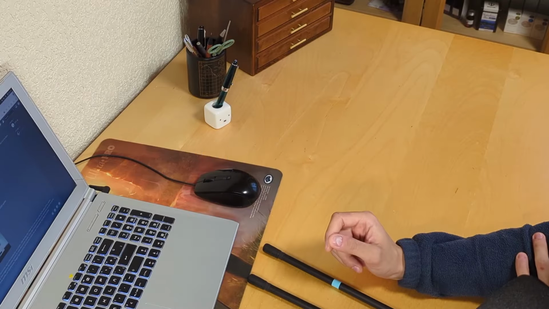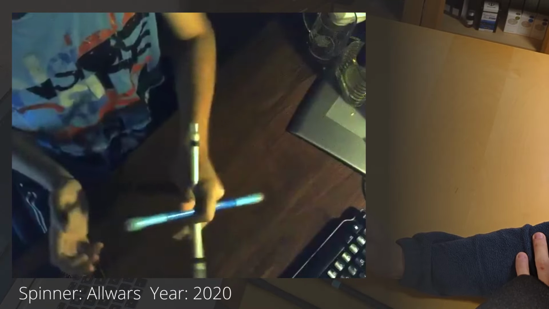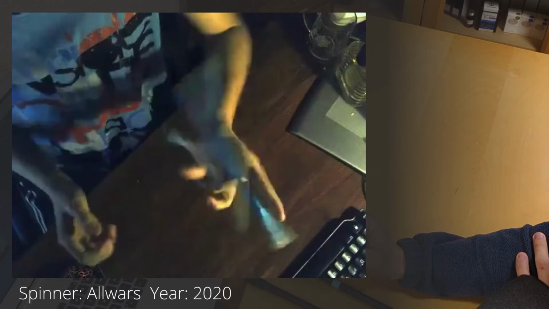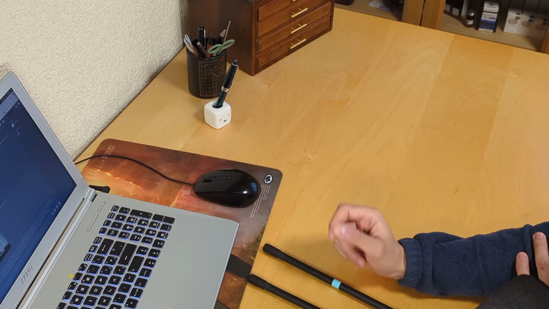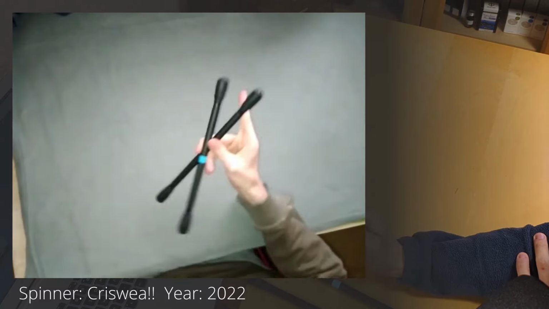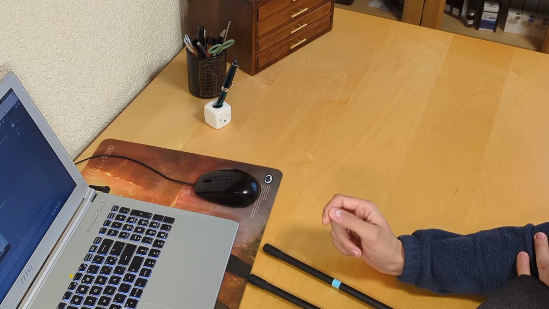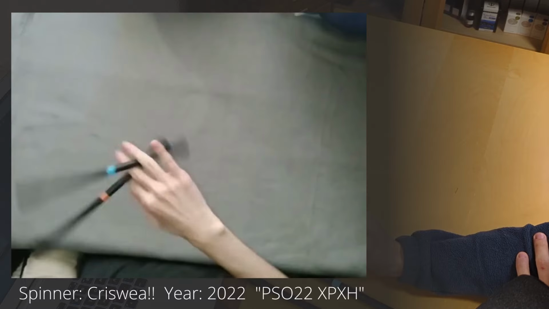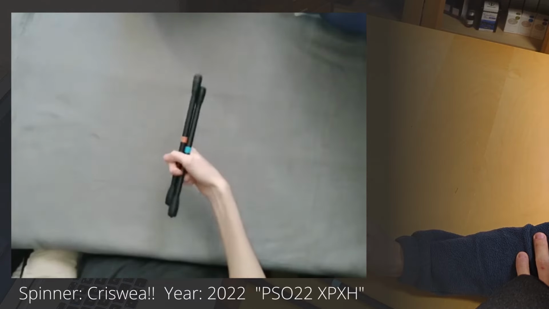The first unpaired simultaneous around was released by Allwards in November 2020, a pinky back plus a thumb around. Notice how the pushes are slightly staggered. First, he does the pinky back, and while that's mid rotation, he does the push for the thumb around. In April 2022, Criswea did two staggered thumb arounds. He used this trick as the finisher of his Pen Spinning Olympics 2022 combo.